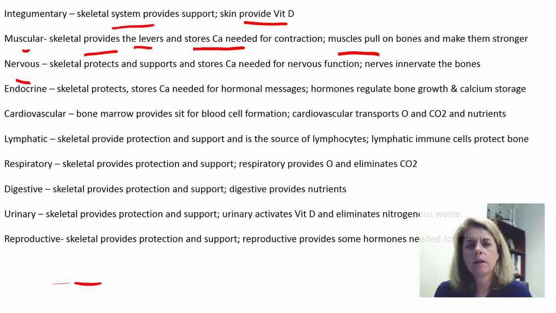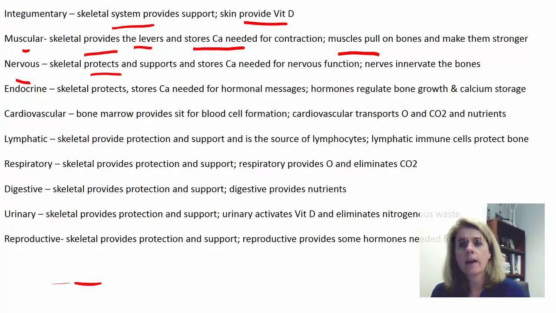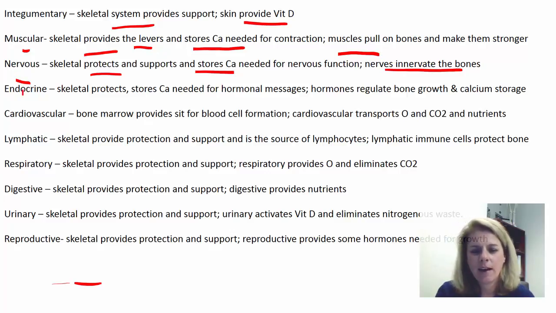The nervous system. We know the bones protect and support the nervous system, right? The skeleton also provides the calcium needed for our nervous system to work. Calcium is important in nervous system conduction. And the nerves innervate the bones. If you break a bone and it hurts, that's because you have nerves that go to the bones.